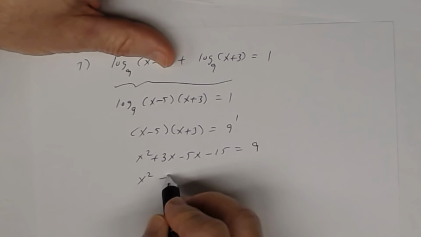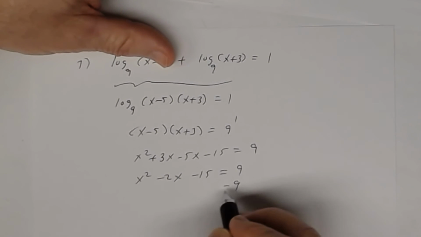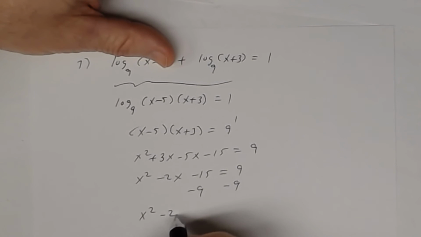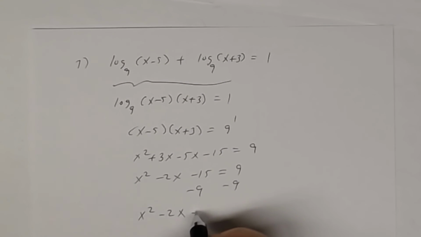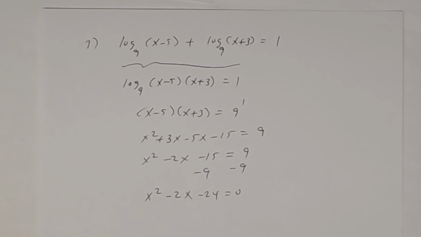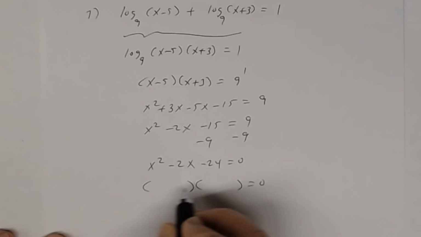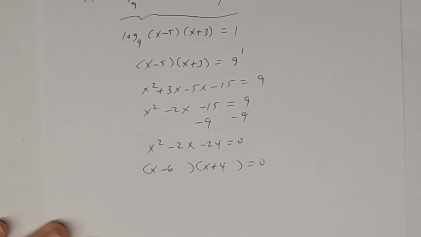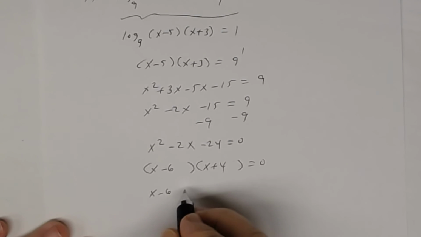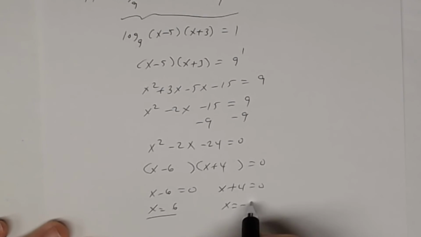Combining like terms, I get x squared, and 3x and a negative 5x is a negative 2x, minus 15 equals 9. This is quadratic, so let's subtract 9 from both sides. So I get x squared minus 2x, and a negative 15 minus 9 is a negative 24, equals 0. Now let's factor this. So I get x minus 6 times x plus 4 is equal to 0. Setting each factor equal to 0, I get x to be 6 and x to be negative 4.